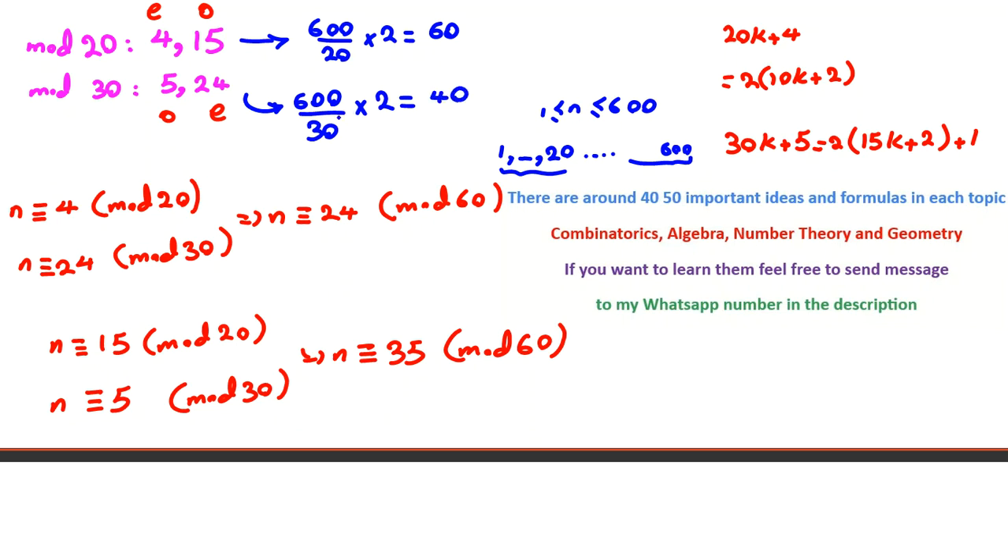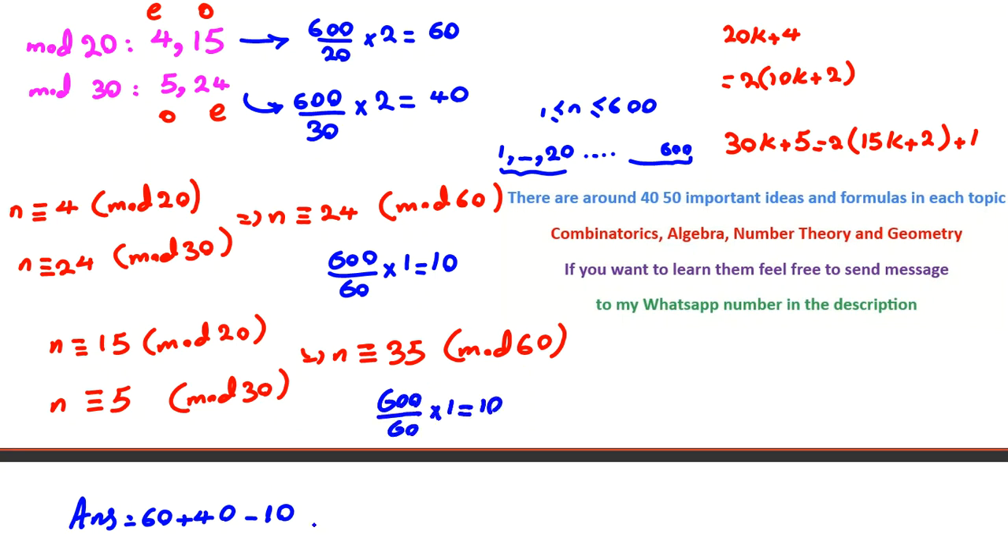So the answer will be 60 plus 40 minus intersections. For this one, it will be 600 over 60. For each box, we have one good thing. So it will be 10. And for this one, again, we can say the same thing: 600 over 60 times 1, which is 10. So 100 minus 20, which is 80.